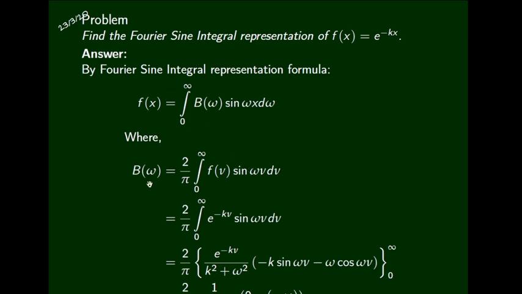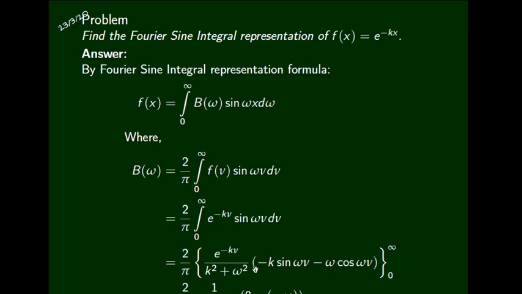Now we are going to evaluate this b of omega. B of omega is equal to 2 by pi integral 0 to infinity f of nu. Here f of x is e raised to minus kx, so f of nu is e raised to minus k nu. Now we evaluate this integral using the result: integral of e raised to ax into sine bx equal to e raised to ax by a square plus b square into a sine bx minus b cos bx. We use that result here. So e raised to minus k nu divided by coefficient of nu here, minus k, its square is k square, plus coefficient of nu here omega, its square is omega square. So e raised to minus k nu divided by k square plus omega square.